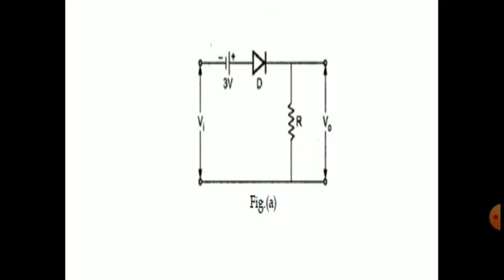If you remember the circuit of the unbiased series negative clipper, it gives an output of only the positive portion of the sinusoidal wave. For the negative portion, you will get zero. But in this case, we are applying the reference voltage of minus 3 volts.